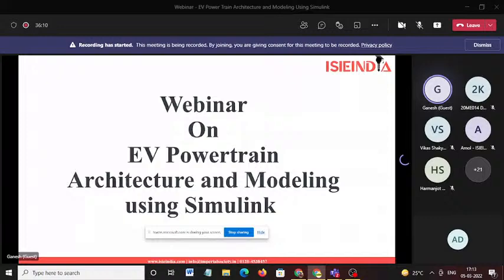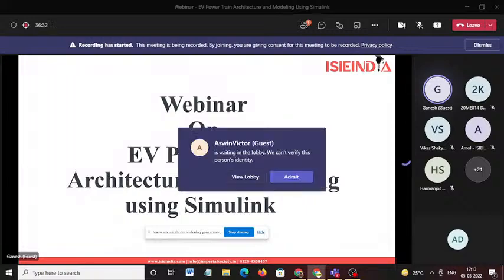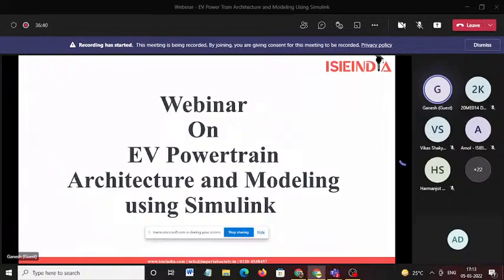So, good evening, everyone. Today we are going to discuss EV powertrain and architecture modeling using Simulink. Nowadays we can see the EV industry is growing very vast. Wherever we go, there are drastic changes in electric vehicles. We are reducing the IC engines and moving towards electric vehicles. Some companies are just changing the powertrain and keeping the vehicle the same as usual.